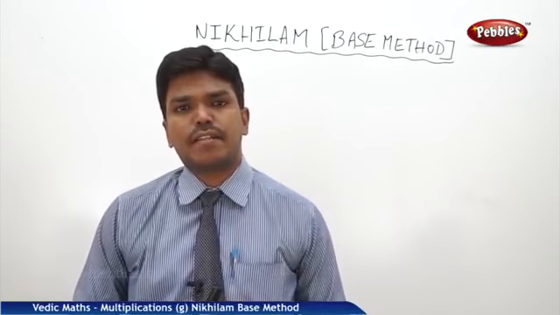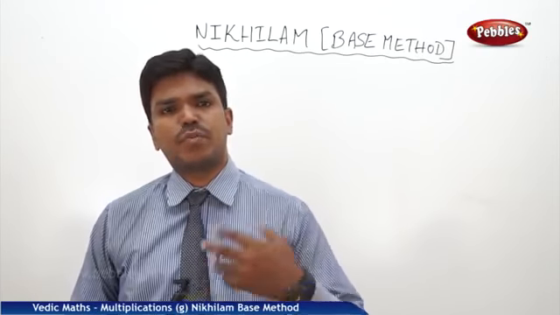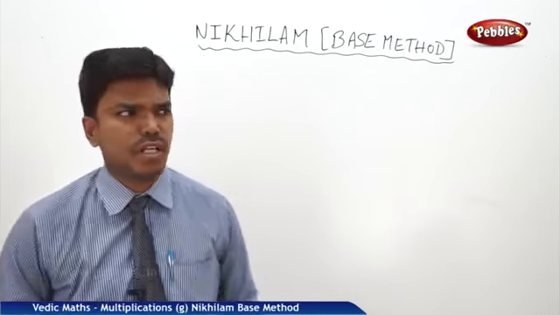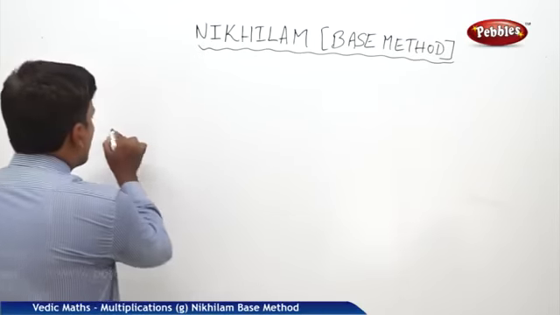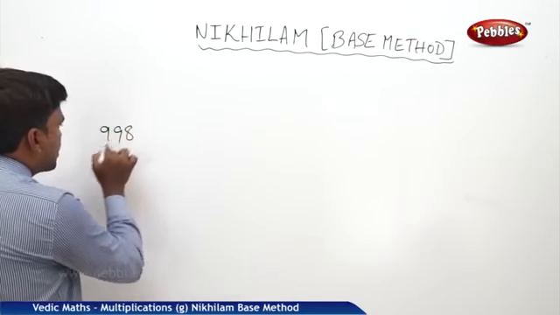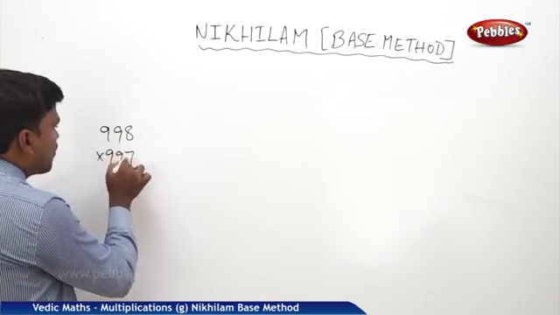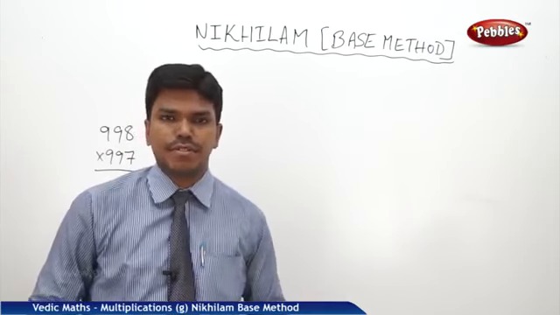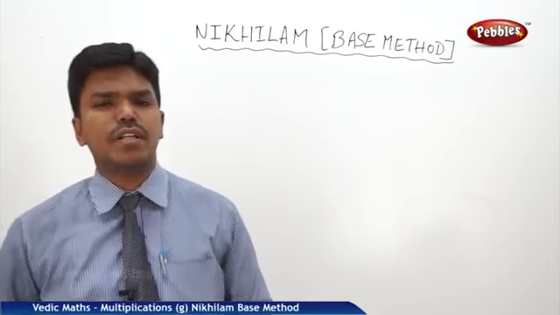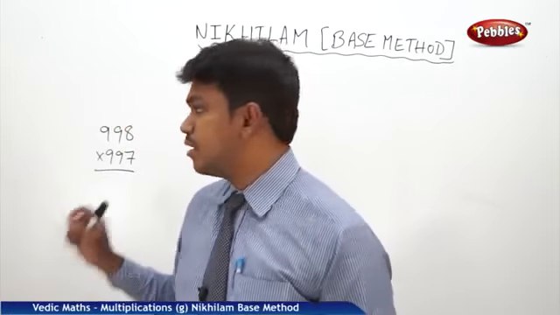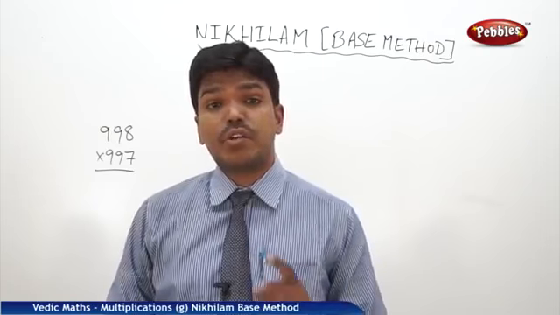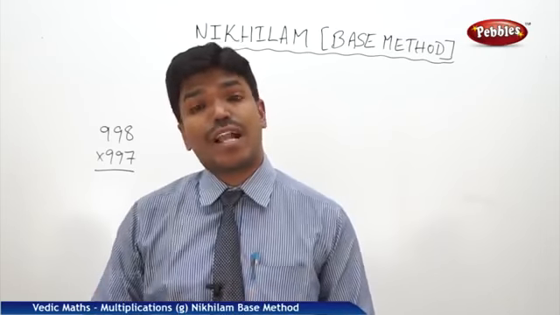If you take two big numbers and want to multiply them, what do you think? For example, let us take 998 into 997. I want to multiply these numbers. You will feel it is a little difficult. Why? Because the digits are very big. Yes or no? If the digits are bigger, you will think that it is difficult to calculate.